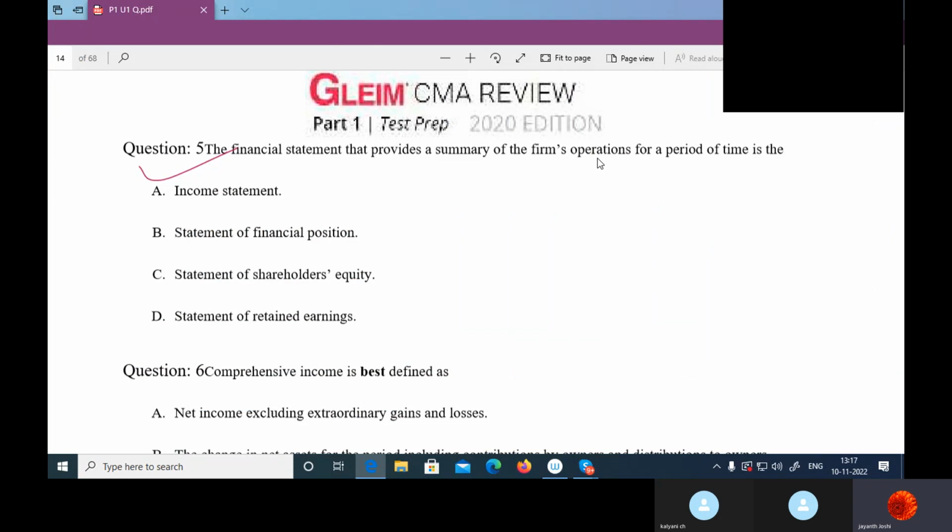Yeah, can you answer this question, Pramod? The financial statement that provides a summary of the firm's operations for a period of time is dash.